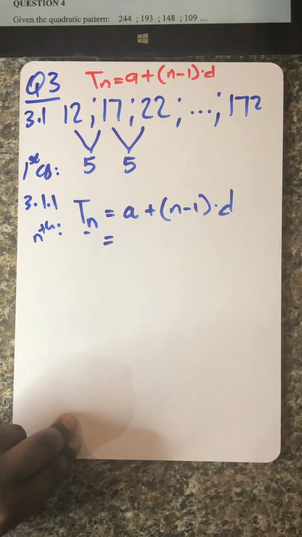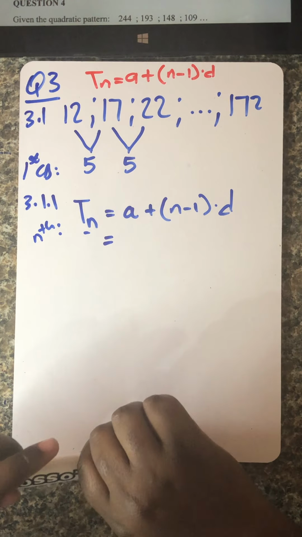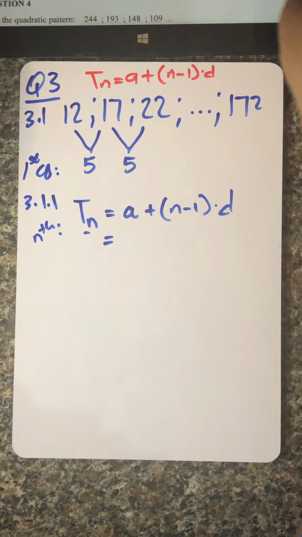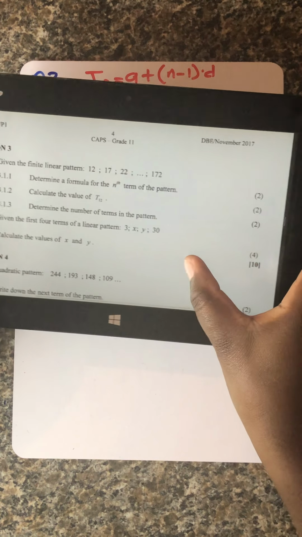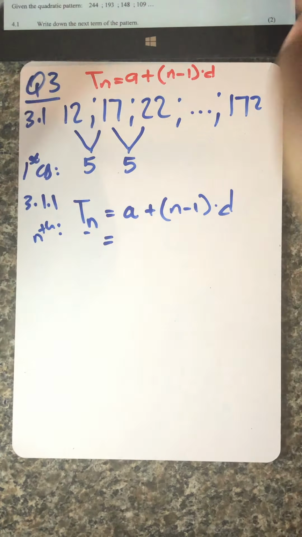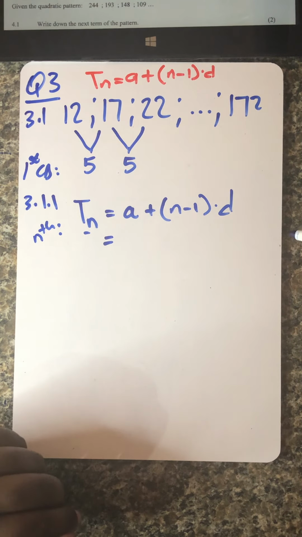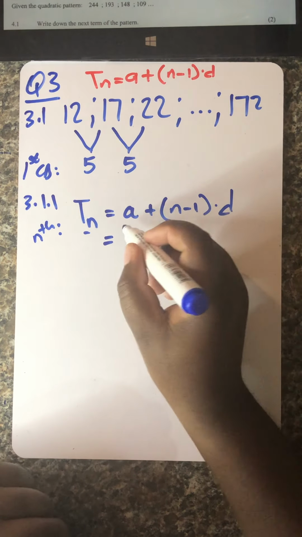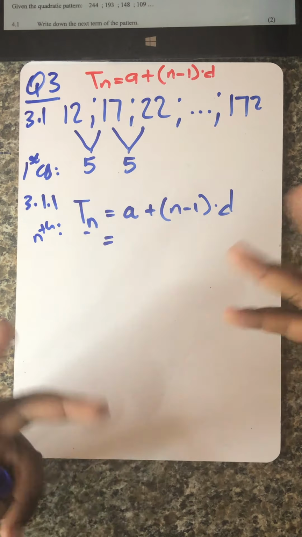So now, very much easy, guys. And most importantly, before we even go far, let me just indicate to you that this question is allocated how many marks? 2 marks. Can you see? So for those questions which have got little marks, guys, just know it's not that difficult. They just want you to substitute all the information from the given pattern and simplify.